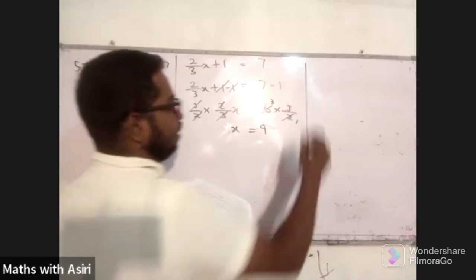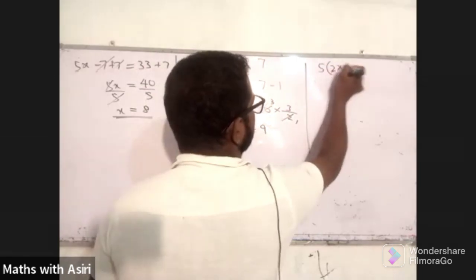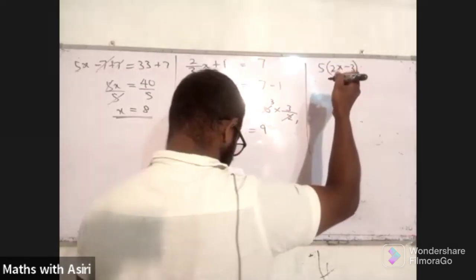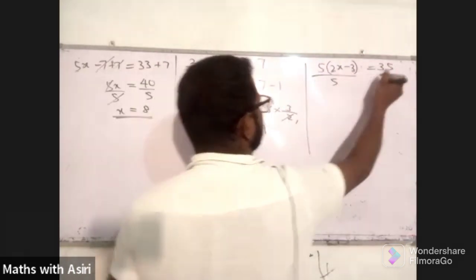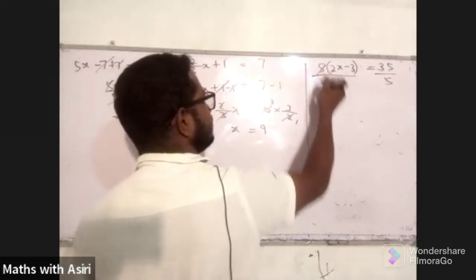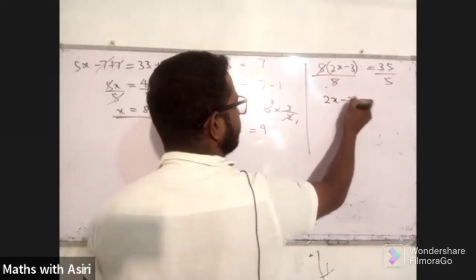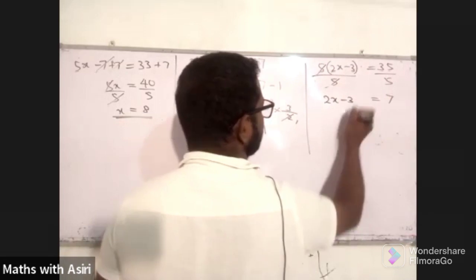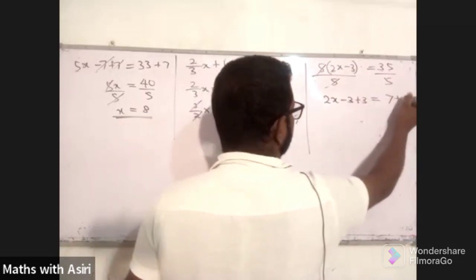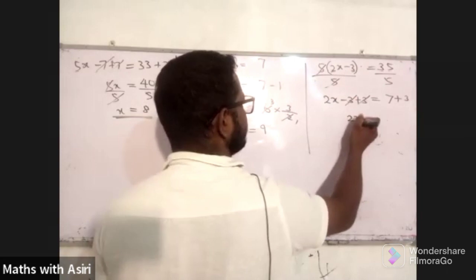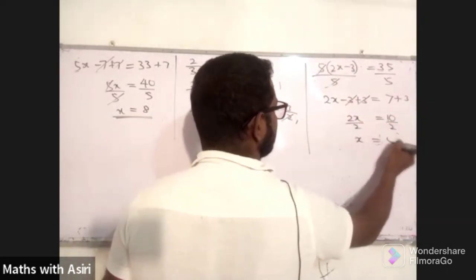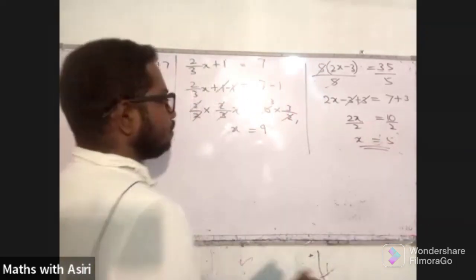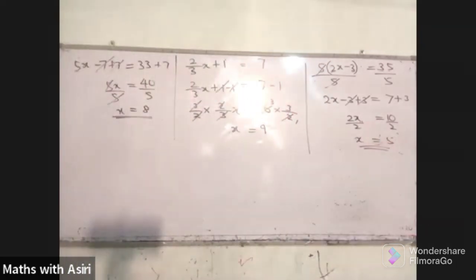Third one: 5 times (2x minus 3) equals 35. Divide both sides by 5. 5 cancels. 2x minus 3 equals 7. Apply plus 3 to remove minus 3. Plus 3 cancels. 2x equals 10. Divide by 2. x equals 5.